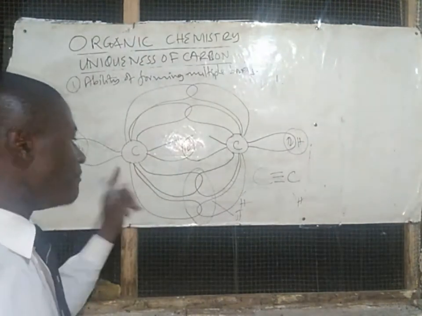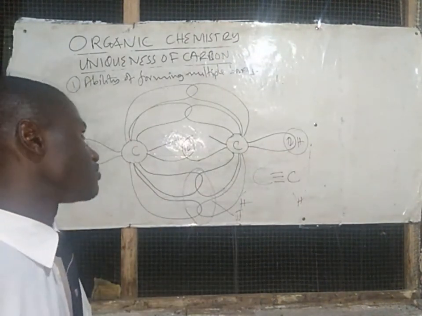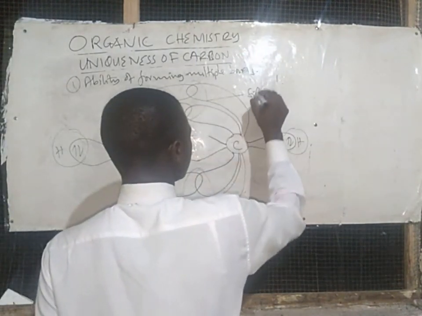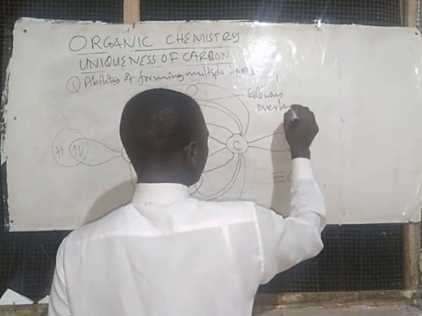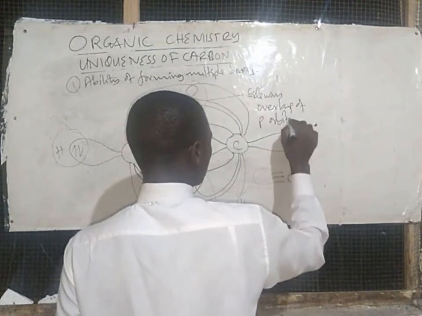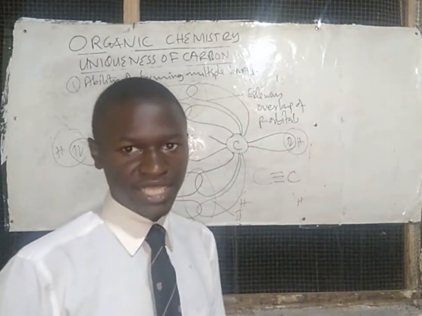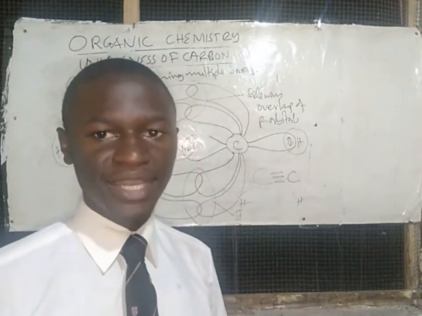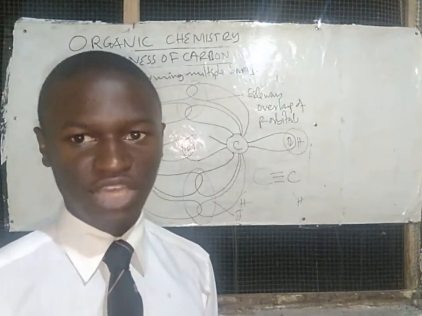So there is no ability to form sideway overlap. This is what we call the sideway overlap of p orbitals. And these p orbitals are unhybridized, as we will discuss in our second point on the different hybridizations that carbon can undergo.